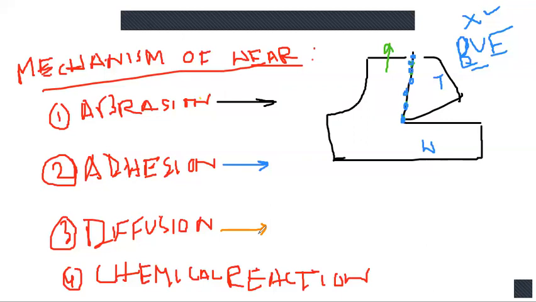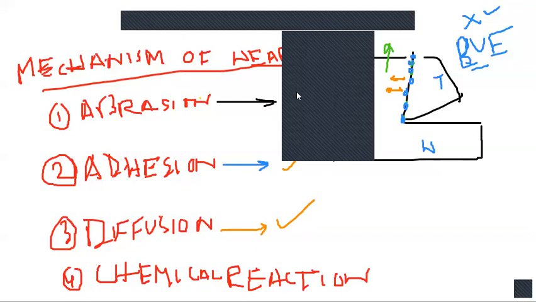Okay, there is a chance of atom transfer. What is the meaning? I told you that there is a chance of atom transfer between work particle to tool or tool particle to work. There is a chance of atom transfer, so that there is a failure. This is a failure. Okay, diffusion failure.